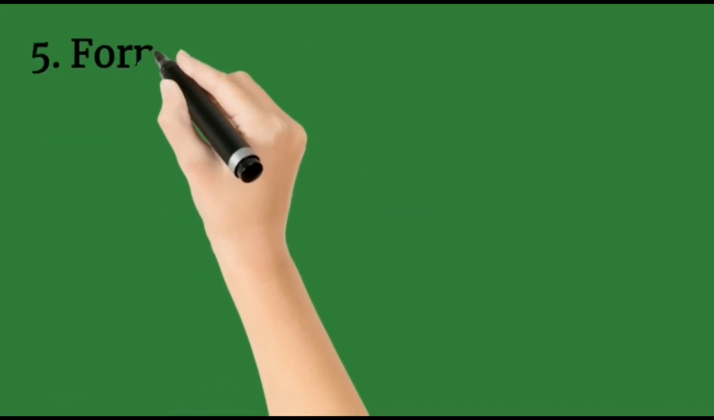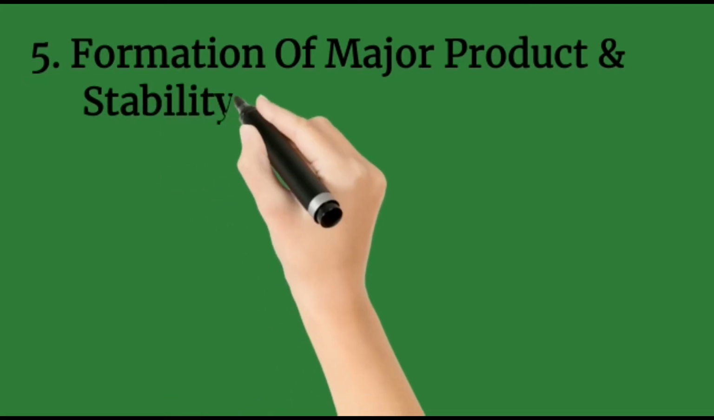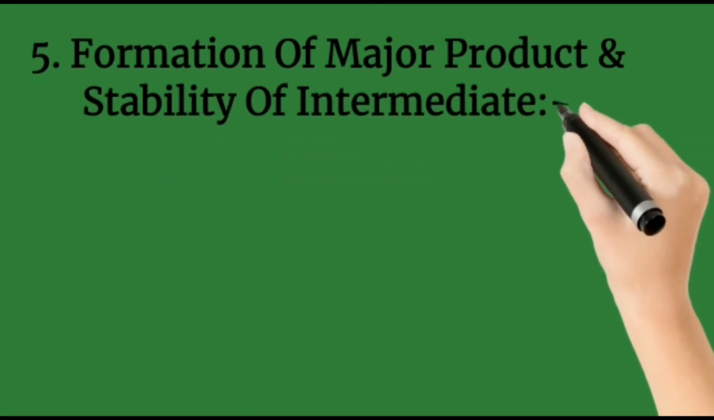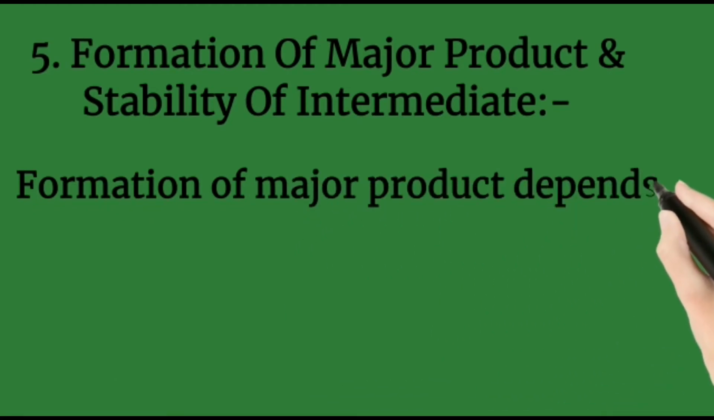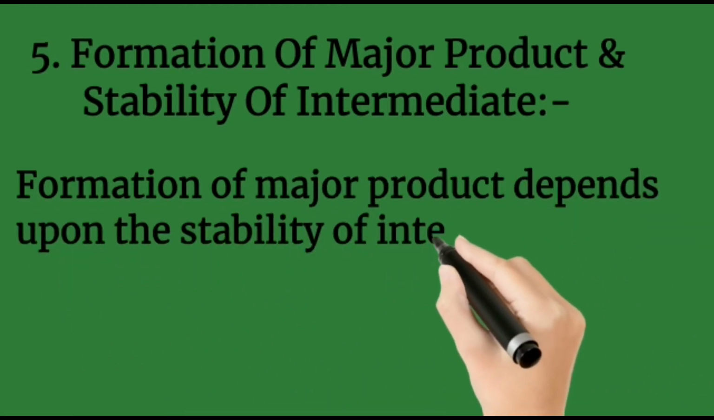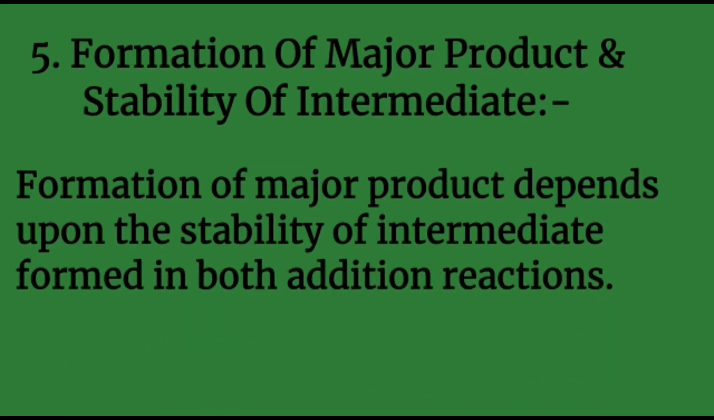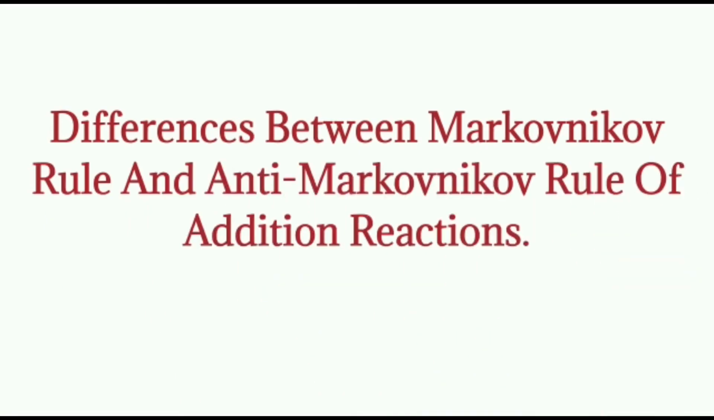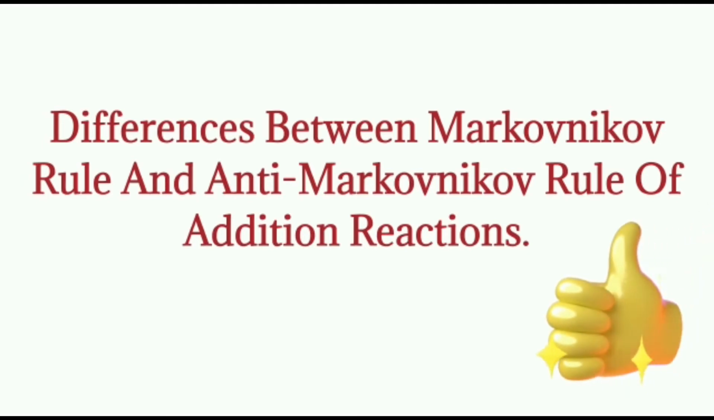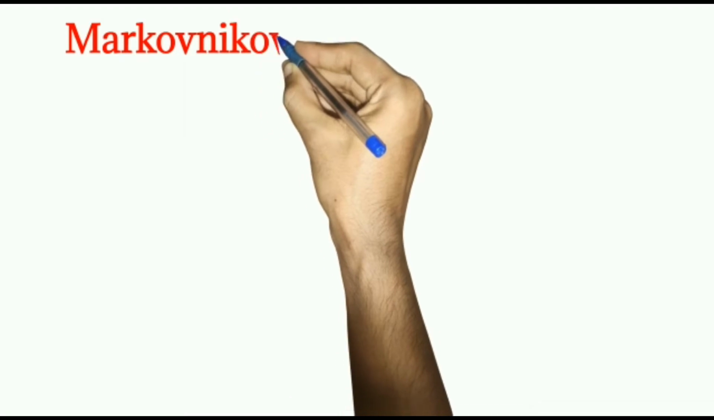Now let us consider the fifth similarity with respect to the formation of major product and the stability of intermediate. Remember here, formation of major product depends upon the stability of intermediate formed in both the reactions. So after the similarity, let us study the differences between the Markovnikov's rule and the anti-Markovnikov's rule of addition reactions. So now let us consider the first difference, Markovnikov's rule.